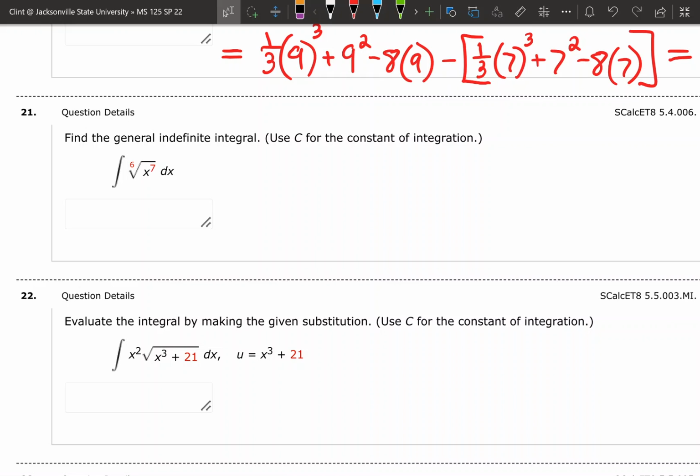21 is shorter because it's indefinite. We don't have to plug in any numbers, but we do have just a little bit of algebra we need to rewrite so we can use our reverse power rule. So 6th root of x to the 7th, what's that going to be? It's going to be x to what? Yeah, 7 over 6 power.